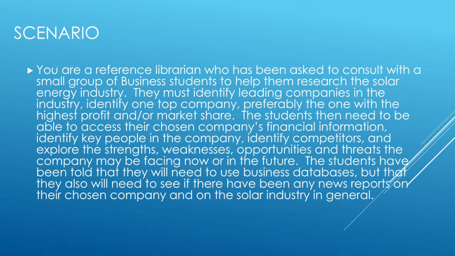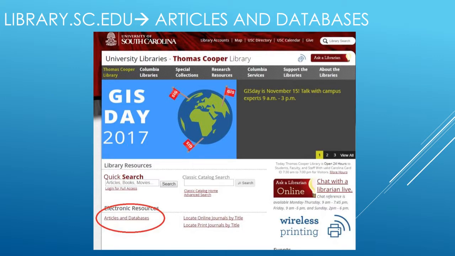The students have been told that they will need to use business databases, but that they also will need to see if there have been any news reports on their chosen company and on the solar industry in general. There are several ways that you can approach this, and it is important to know what resources you have at your disposal. In this case, the best starting point will be the Thomas Cooper Library's website. From here, we know the students need to find company and industry information, so a likely starting point would be the Articles and Databases link.